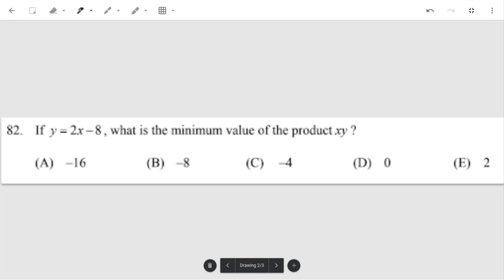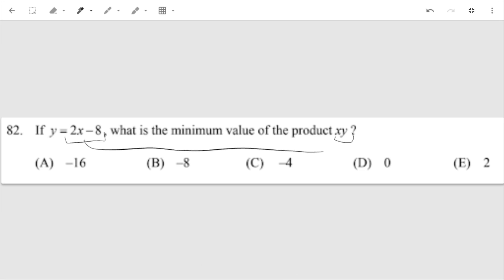If y equals 2x minus 8, what is the minimum value of the product x, y? So I'm going to go ahead and start right here. And just the first thing to note is we have the product of x, y. X is just going to be x, but y we know is actually equal to 2x minus 8.